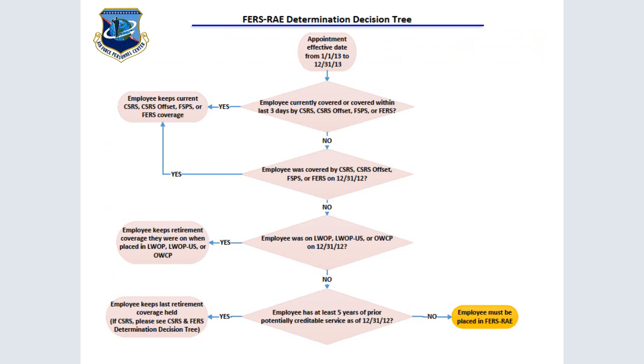So starting from the top, your appointment effective date was from 1 January 2013 to 31 December 2013. Is the employee currently covered, or covered within the last 3 days, by CSRS Offset, your Foreign Service Pension System, FSPS, or your FERS? Yes, the employee keeps their current CSRS Offset, FSPS, or their FERS coverage.